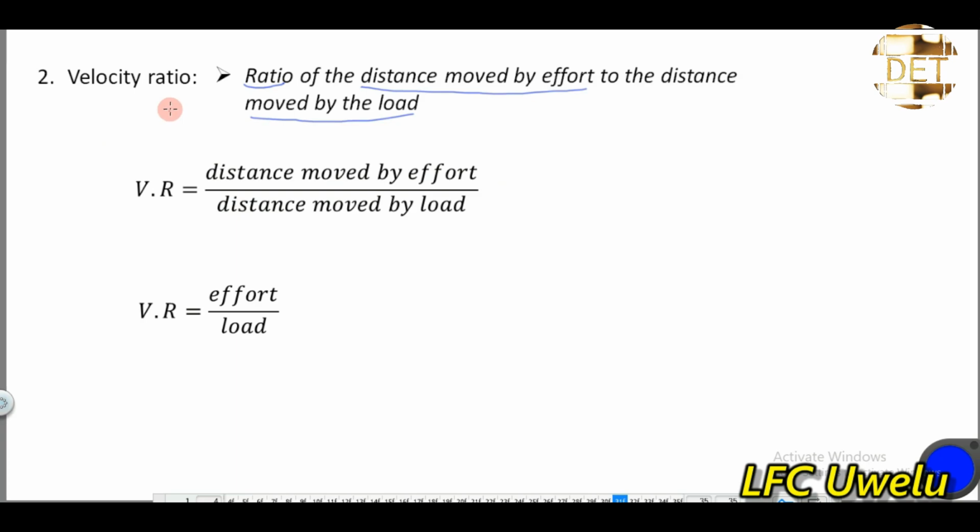So we looked at it here that the velocity ratio of the machine is the ratio of the distance moved by the effort to the distance moved by the load. So velocity ratio is equal to distance moved by the effort over distance moved by what? The load. So we are not using effort over load here, because in a situation where we have the distance moved by the effort and the distance moved by the load, we don't use velocity ratio to be equal to effort over load. I hope you get that.